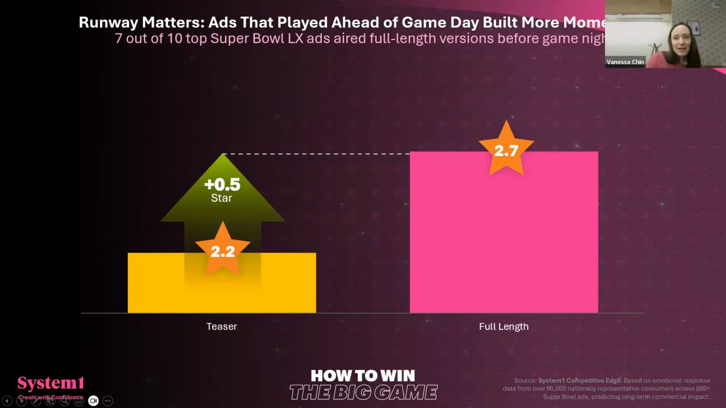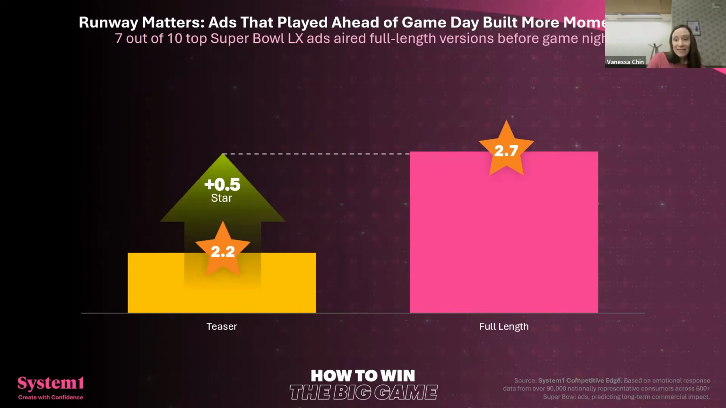Finally, to tease or not to tease, we'll take a page out of our top 10s book. 7 out of the 10 top performers aired their full length ad ahead of Sunday, maximizing reach and impact. Teasers on average do not perform as well as full lengths, with less time to build connection and memorability.